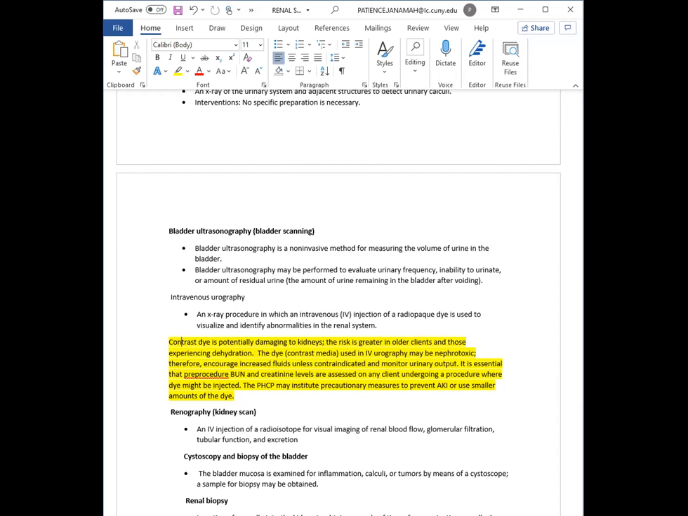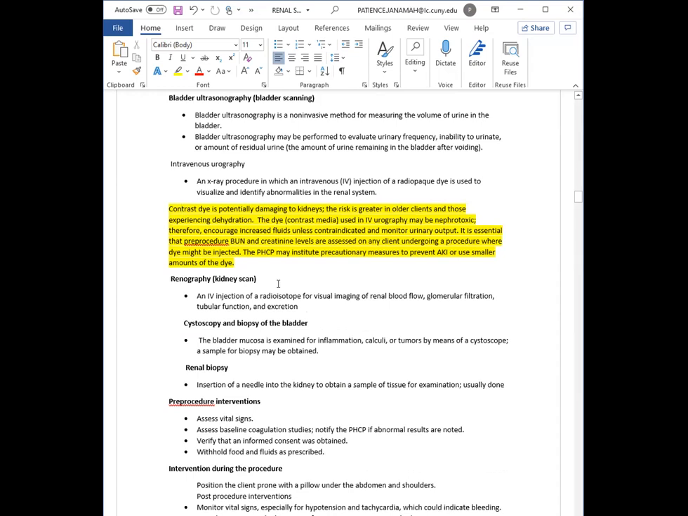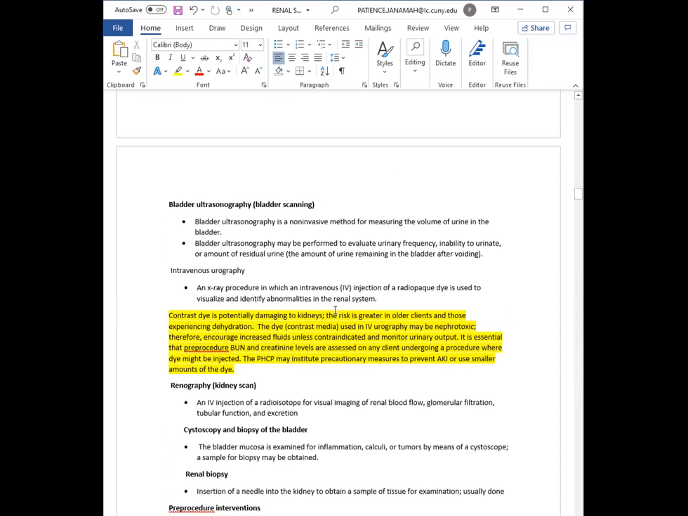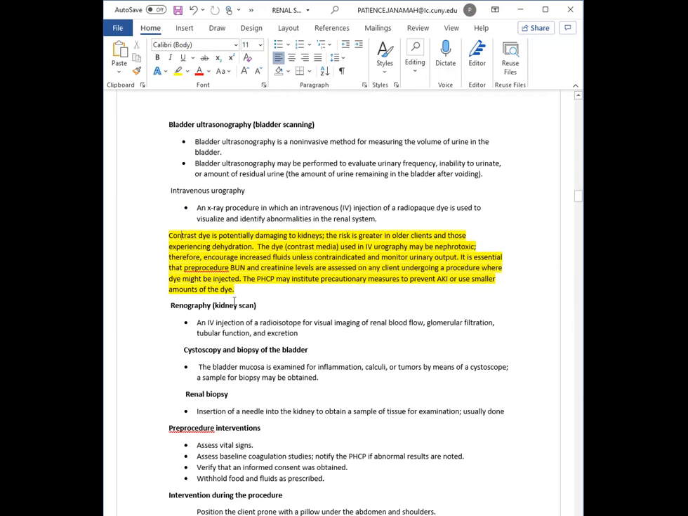But they are also going to encourage hydration. So patients who are even dehydrated, they will get more hydration before they go for any contrast dye procedure. Do we have a question on that one?